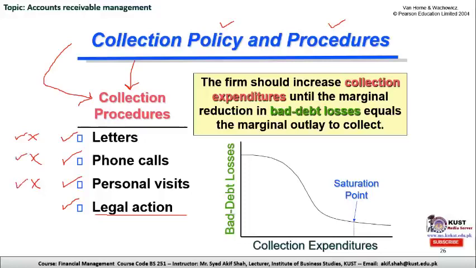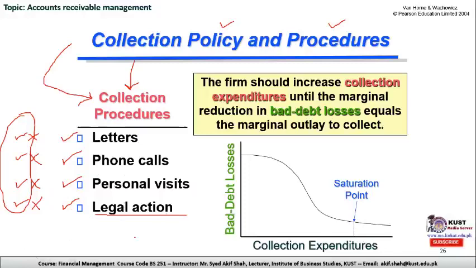Similarly, the personal visits will definitely require the firm to hire certain credit collection employees, against which they have to pay regular monthly salaries. So this is expenditure number three. And finally, taking legal action and bringing the credit customer into the court is definitely not free of cost. So you have to pay the legal or litigation charges as well. So certain expenditures are there to collect the account receivable from the credit customers.